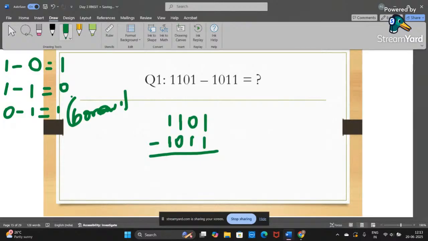What is there here? 1 minus 1, it is 0. 0 minus 1. So what we have to do? We have to take a borrow from this. Similar to decimal, what we do in the decimal one. See here, 16, it is an example, 16 minus 8. How we do in the decimal, that I am showing here. See, we cannot subtract 6 with 8, right? So what you have to do? We have to borrow. When you borrow, this 1 becomes 10.